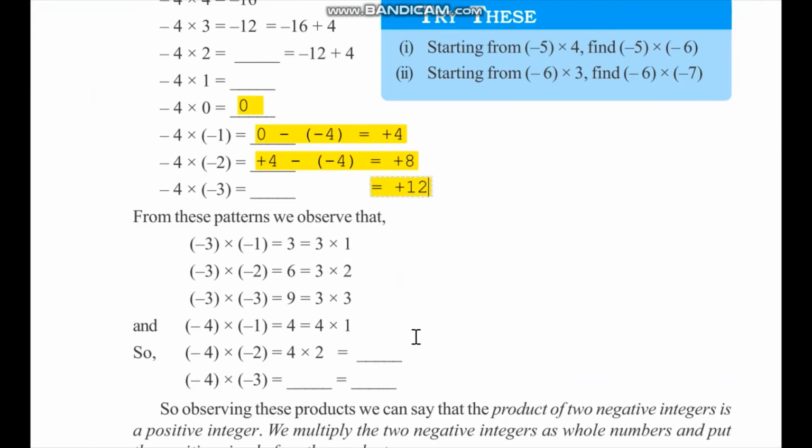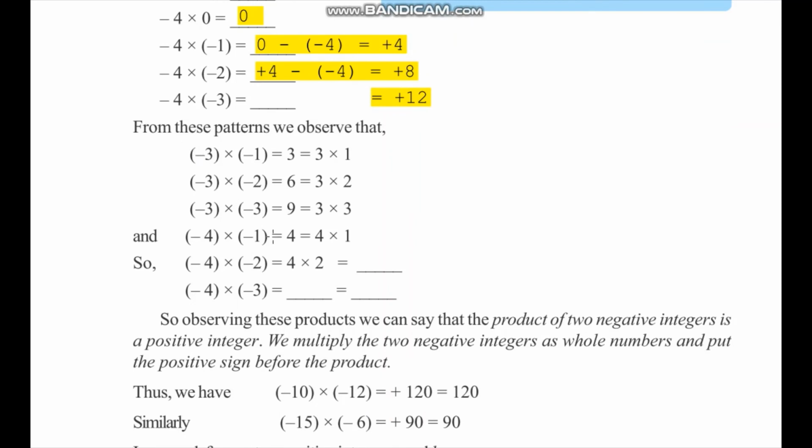From these patterns, we observe that minus 3 times minus 1 is equal to 3 and minus 3 times minus 2 is equal to 6. So, once we observe all these, we can say that the product of two negative integers is a positive integer. We multiply the two negative integers as whole numbers and put the positive sign before the product.